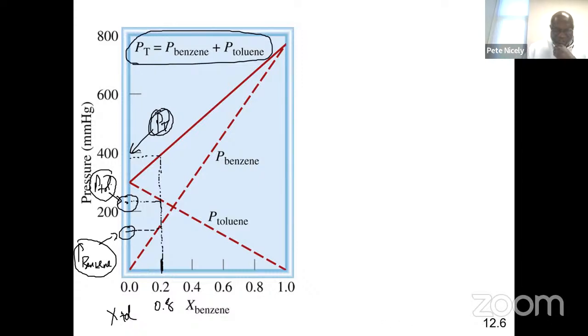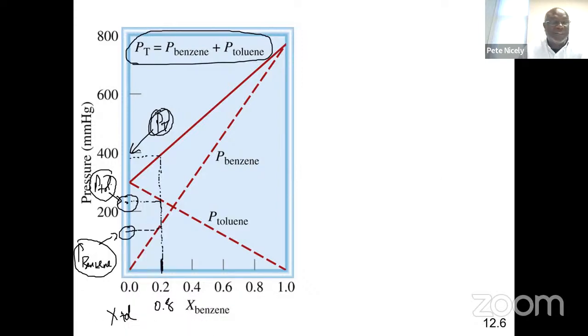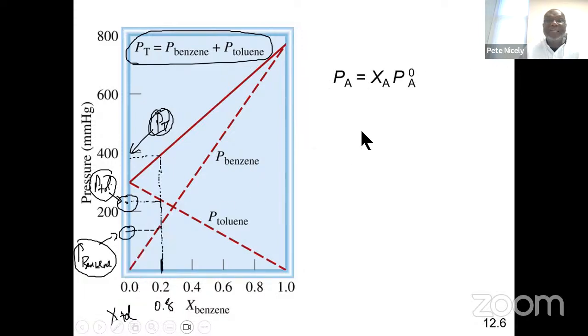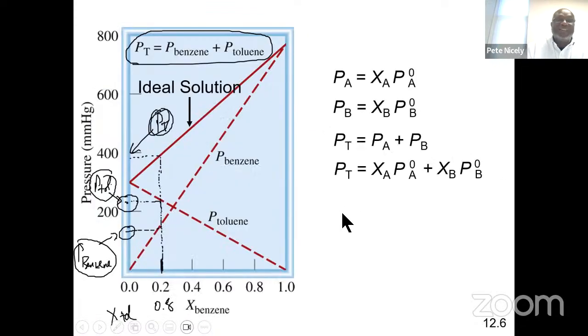Now, there's one assumption that is being made in this graph, and that is that the intermolecular forces between the molecules in benzene would be similar to the intermolecular forces between the molecules in toluene, such that when they're mixed together, there's no change in the vapor pressure of the individual components in the mixture, and therefore the total vapor pressure would simply be the sum of those two. In that particular situation, we're talking about what is known as an ideal solution.